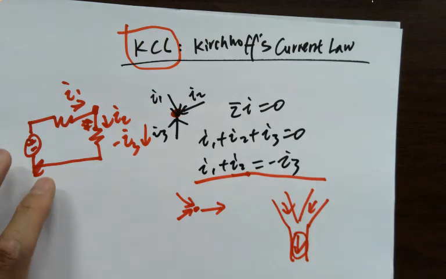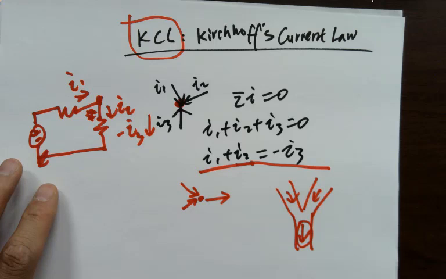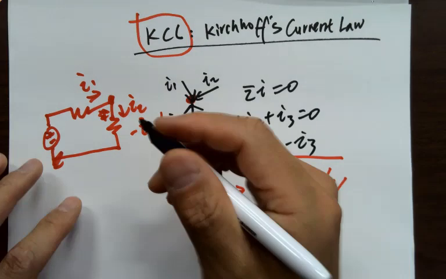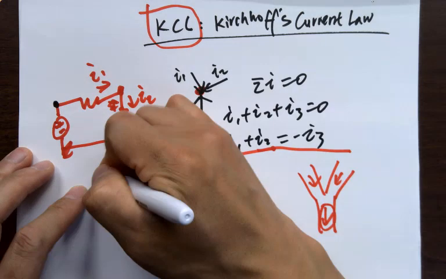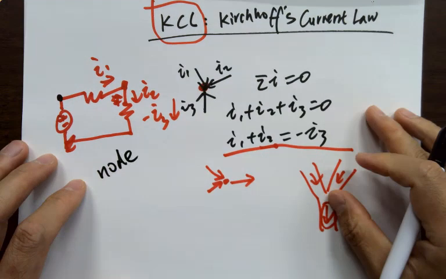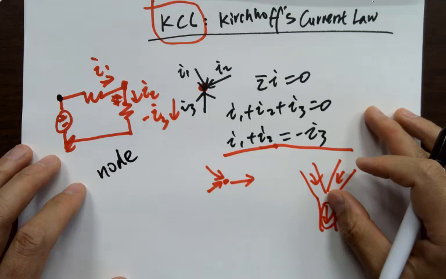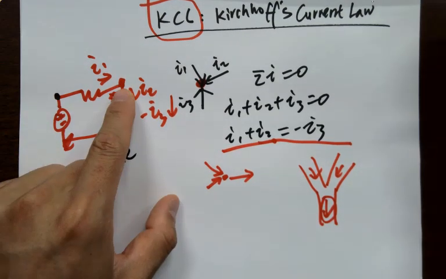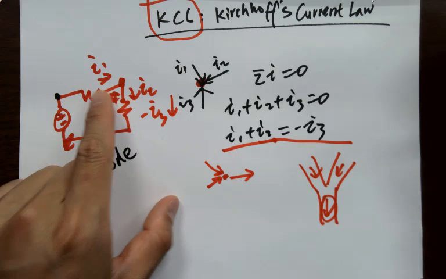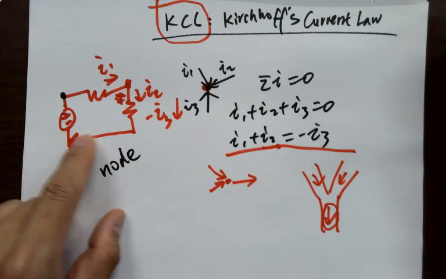So for example, the question here is about a circuit node. What is a circuit node? It's just a certain metal piece in the circuit. Could be here, could be here, could be here, anywhere in the circuit.